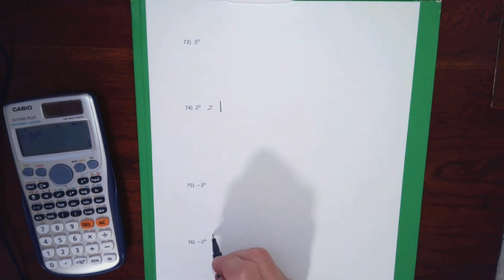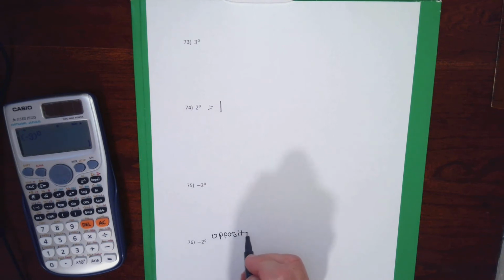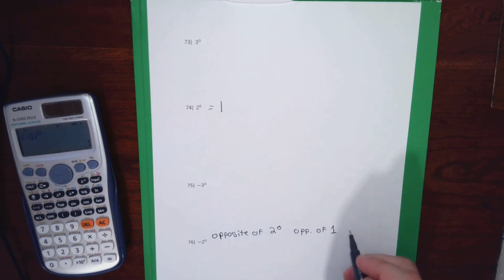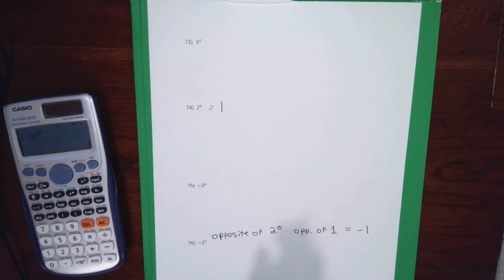Problem 72, this is the opposite of 2 to the 0 power, which is the opposite of 1, because 2 to the 0 power is 1, and the opposite of 1 is negative 1. We learned opposites, I think in chapter 1.